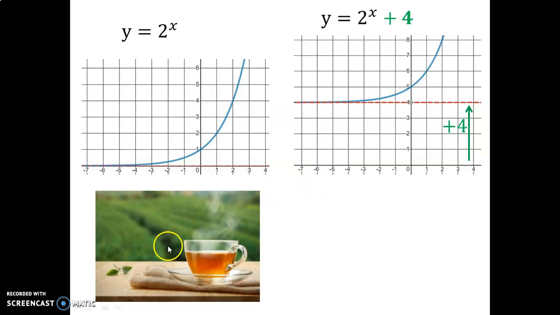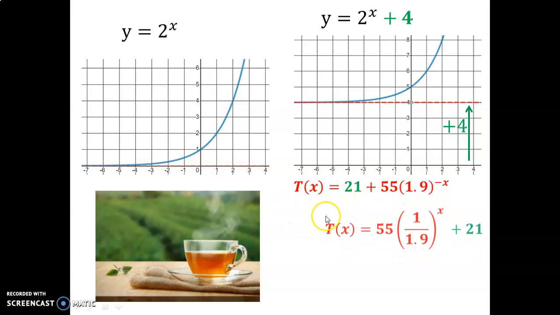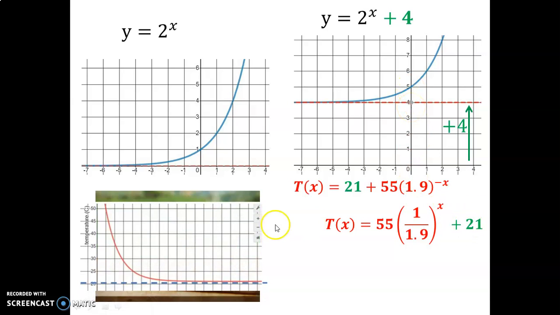All right, so going back to our tea problem, there was our equation. As you may remember, I rewrote it like this. Now it's more clear why I put the 21 at the end, because the 21 is that number that tells us how much the graph has been moved up, right? It tells us clearly how much it moved up, and we saw that in the tea graph because the asymptote was at 21, just like the asymptote is at 4 here.